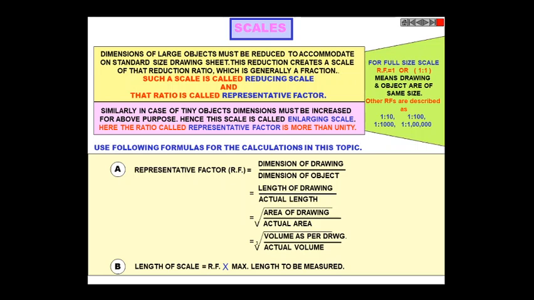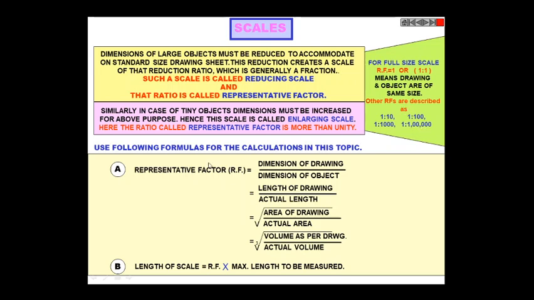So the scales can be classified into reducing scale, and the ratio is called the representative factor. The dimension of the scales can be calculated by using this representative factor. That is, the representative factor is equal to the dimension of drawing divided by the dimension of object. Before using any drawing sheets, we are first going to calculate what is called the scale. For example, in a full view, we can see 1:10, 1:1000, 1:100, and 1:1 lakh. These are the few RFs described here.